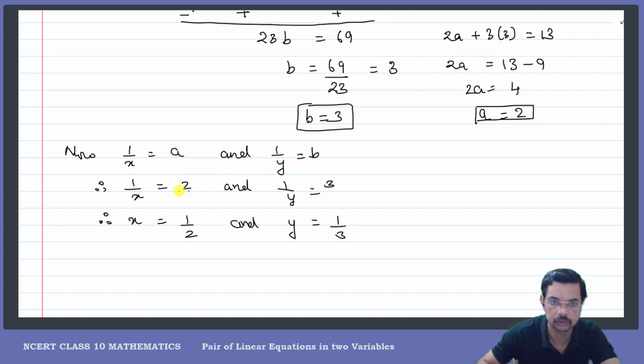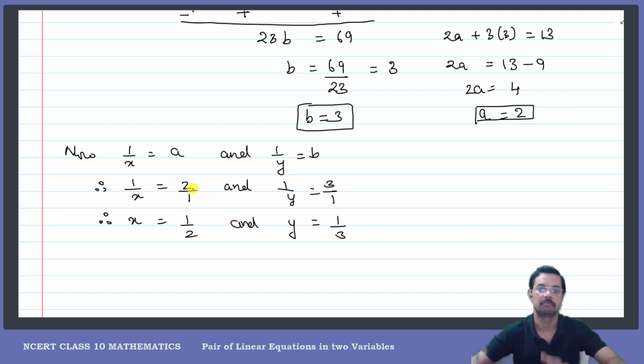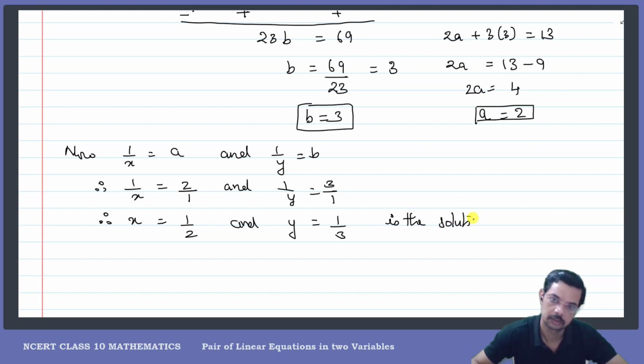Because 2 can be written as 2 by 1, so you can take the reverse. Just flip them or cross multiply, whatever you want to do. 1 into 1, and 2 will go down, x will go up, like that. x equal to 1 by 2 and y equal to 1 by 3 is the solution. Is that clear?